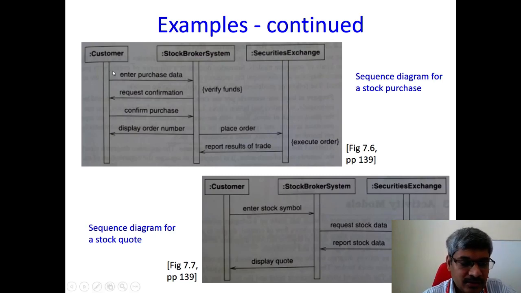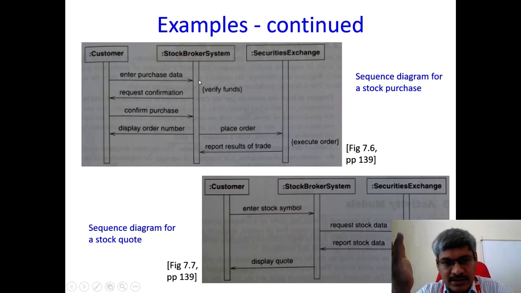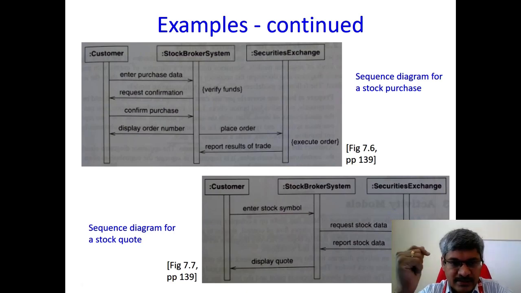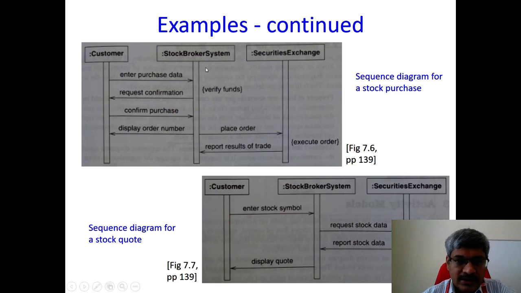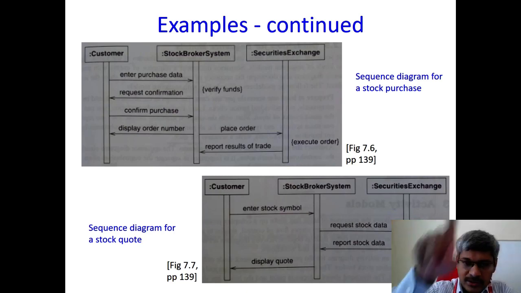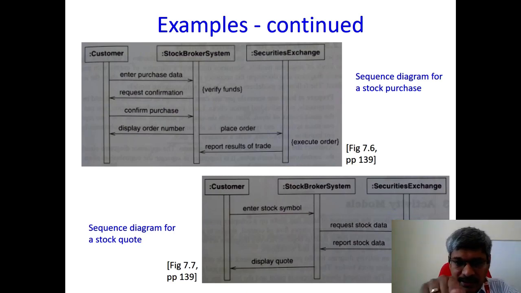What the sequence diagram shows is the customer enters purchase data, whatever he wants to purchase. For example, he can put G shares that he wants to buy, say 100 shares. Then the stock broker system verifies the funds, whether he has enough funds or not, which we had earlier included in one single sequence diagram. But this is purely for the stock purchase. Then it verifies the funds, and you have to request the confirmation. And then the customer sends the confirmation. So he confirms the purchase.